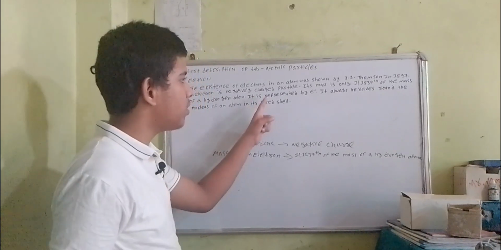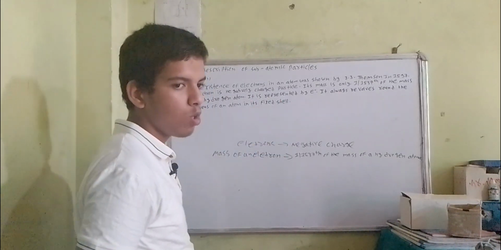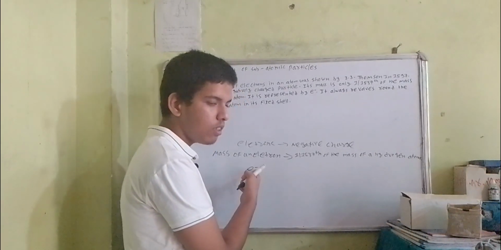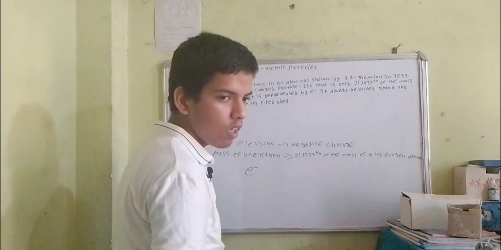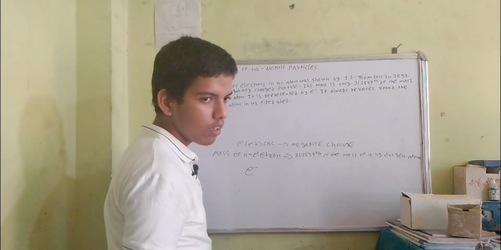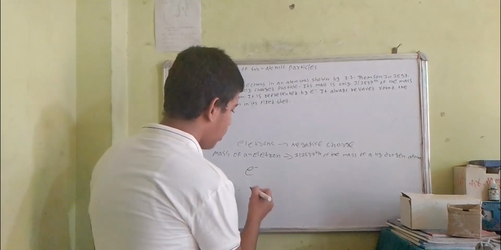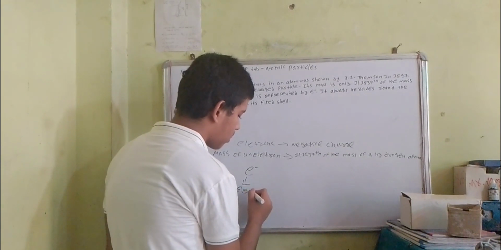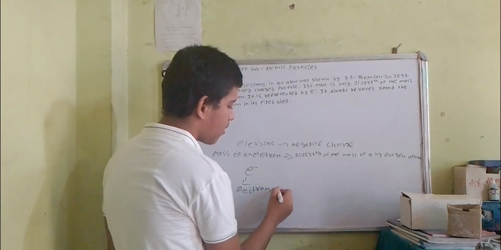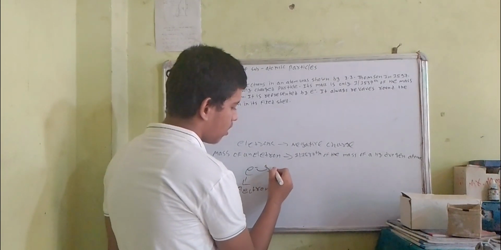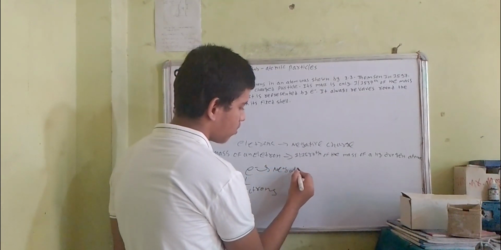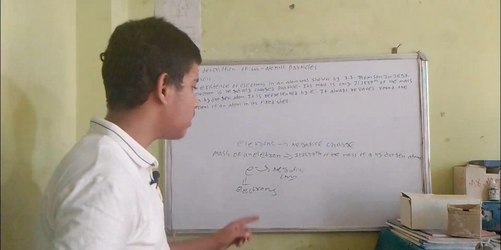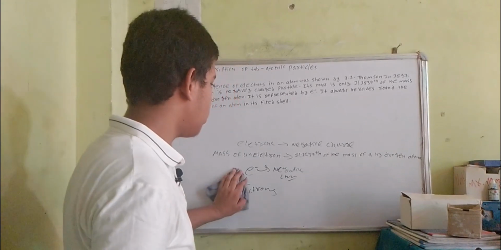It is represented by e minus. E minus, this is the charge they possess, right? E for electron, and they have negative charge, right? So its symbol is e minus. So also remember this.